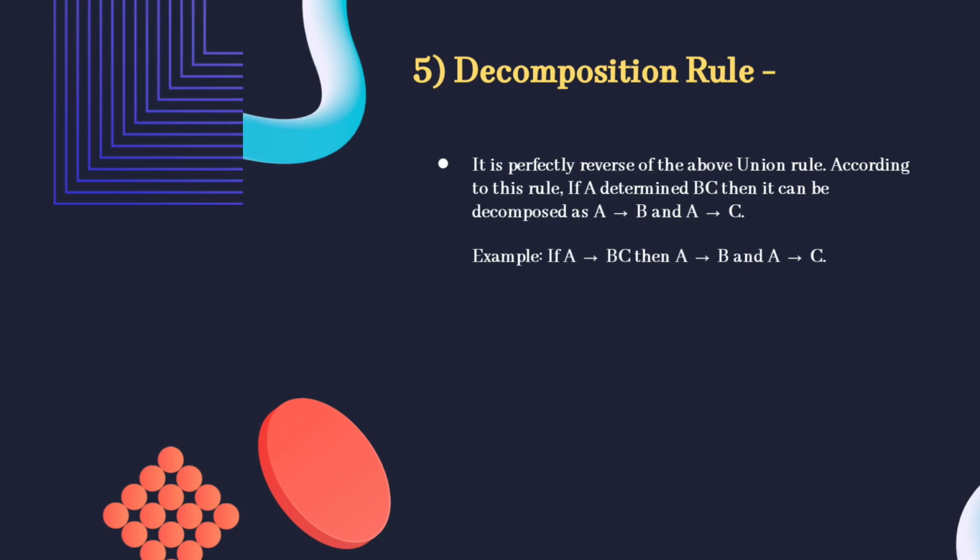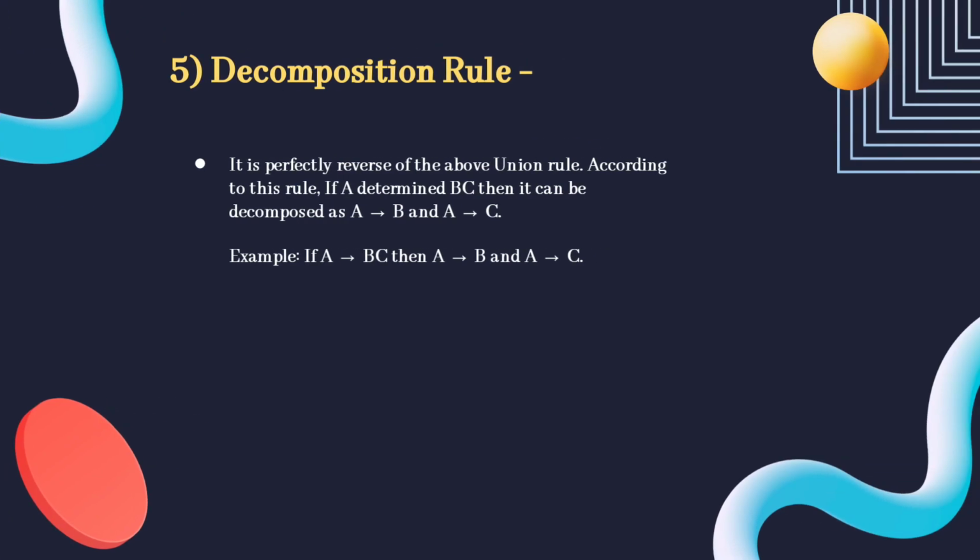Fifth rule is the decomposition rule. The decomposition rule is also known as the project rule. It is the reverse of the union rule. According to this rule, if student determines faculty and course, then it can be decomposed as student determines faculty and student determines course. So this rule is just the reverse of the union rule.